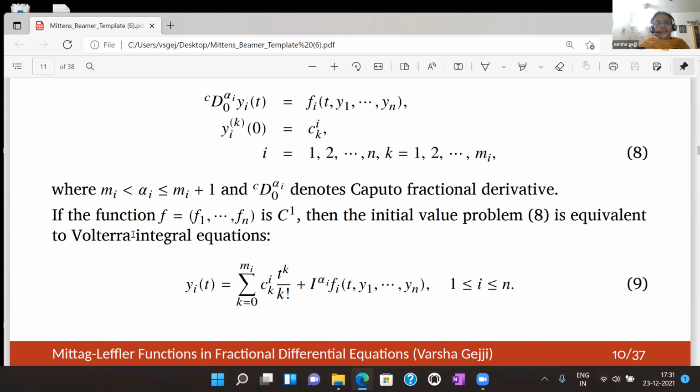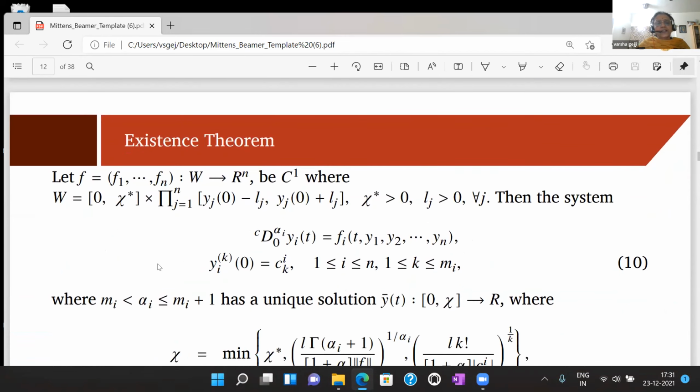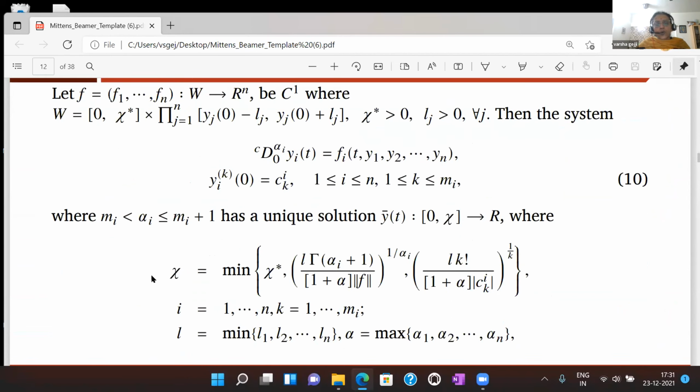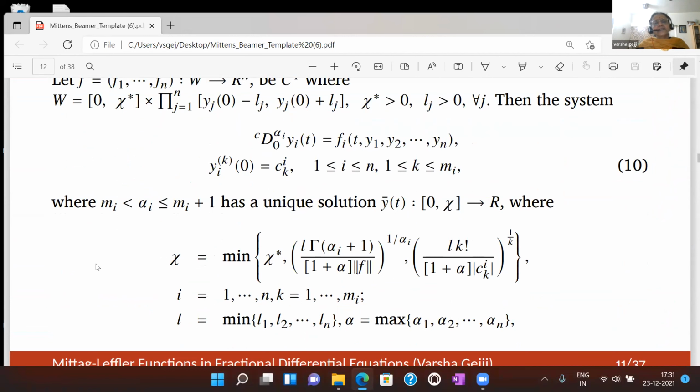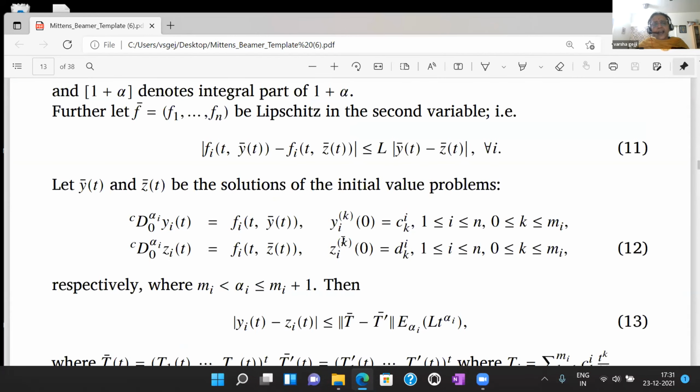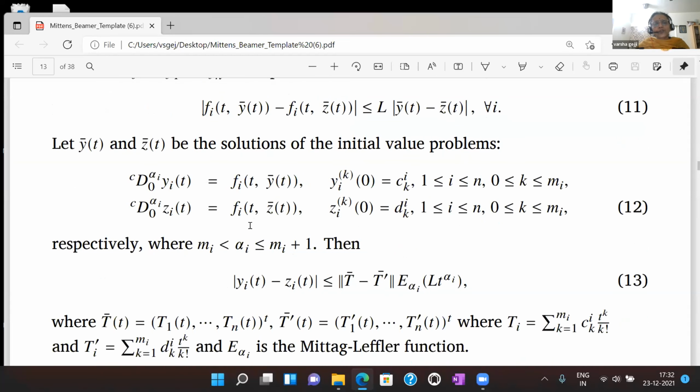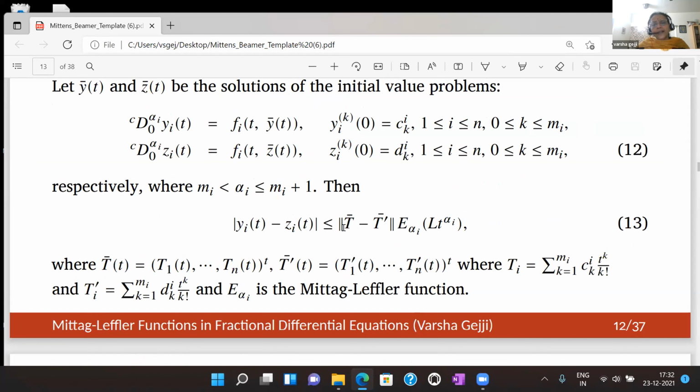So this is a system of n equations with n initial conditions, which is equivalent to n Volterra integral equations. So we give this existence theorem: the solution exists on this domain. And the interesting thing is, consider the equation and vary the initial conditions, and then we see the behavior of the solution. The behavior of the solution is bounded by a constant decided by the initial conditions. And here again, the Mittag-Leffler parameter comes in. So one can see in how many directions the Mittag-Leffler function and its derivatives and variants play a profound role in all this study.